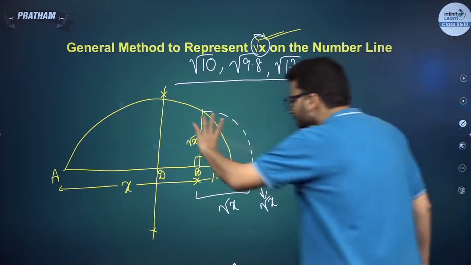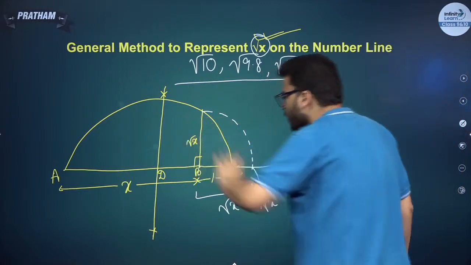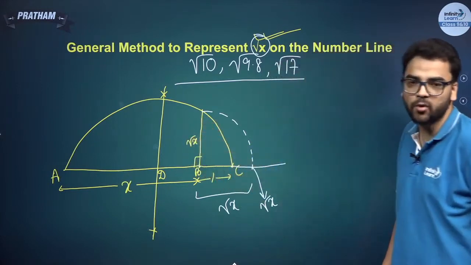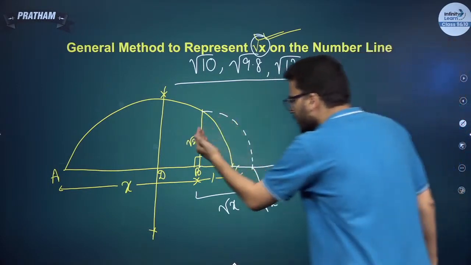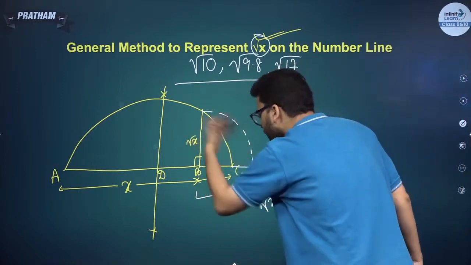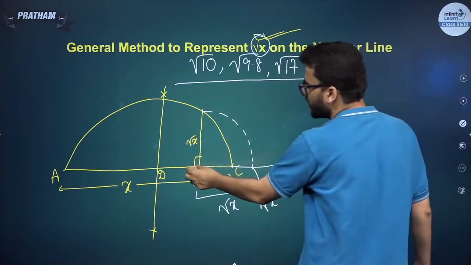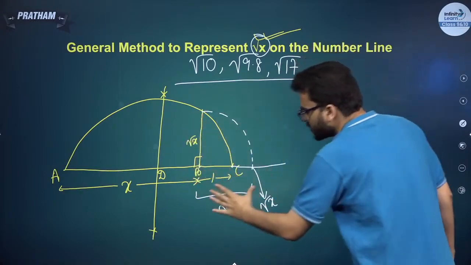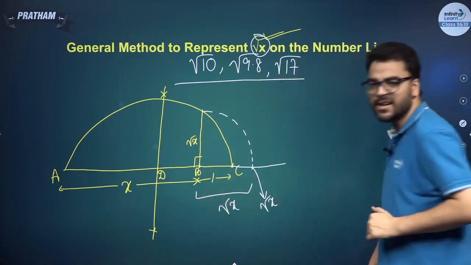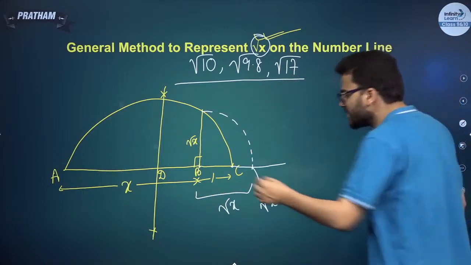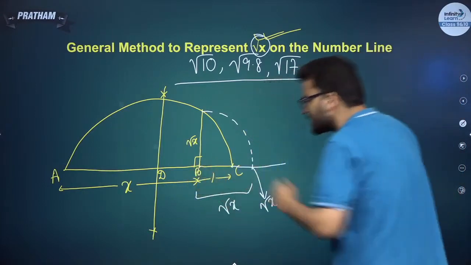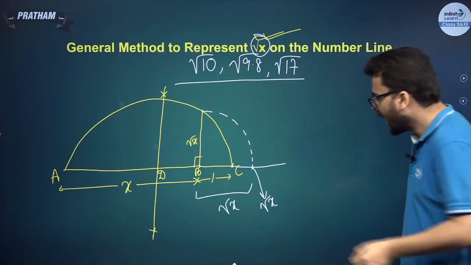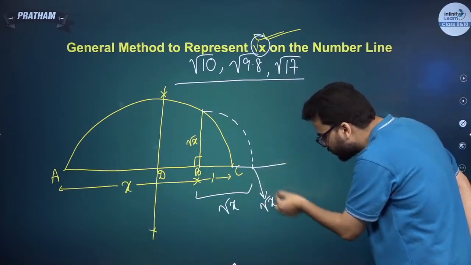So basically this distance will come out to be square root of x. So what you have to do is take this distance and transfer it on the number line. That's it. Put the needle of the compass at this point, take this distance, and take it on the number line. So basically this distance is representing root x on the number line, and obviously you have to take point B as the origin, you can say 0. And obviously this point will represent root x on the number line.